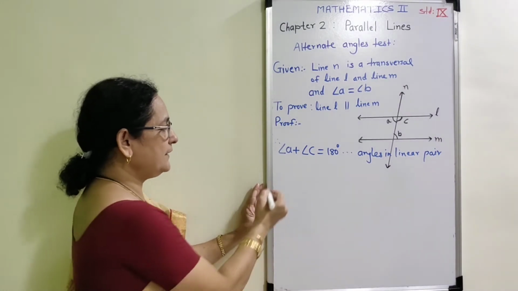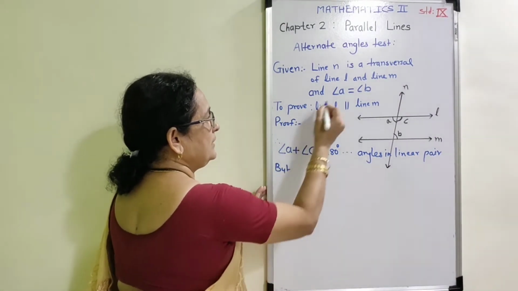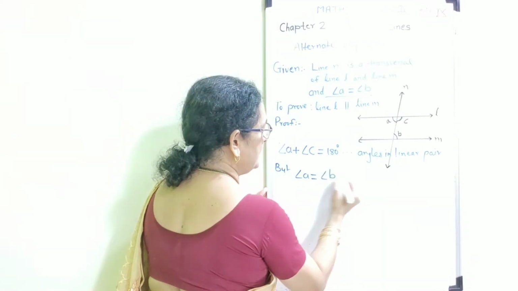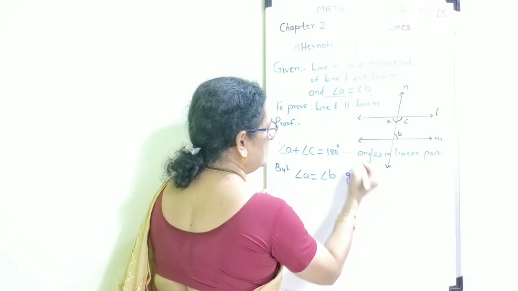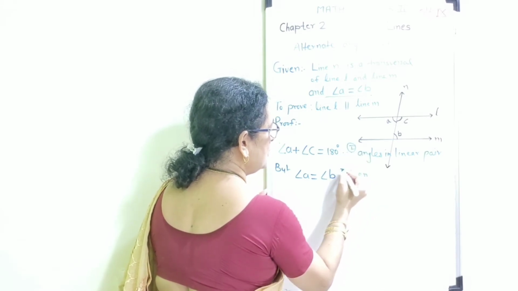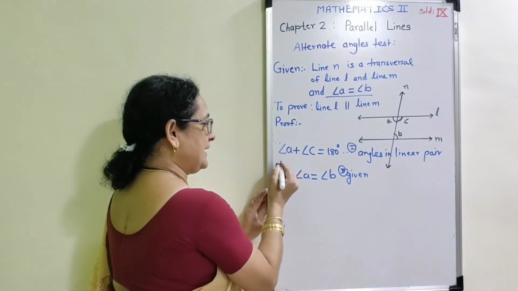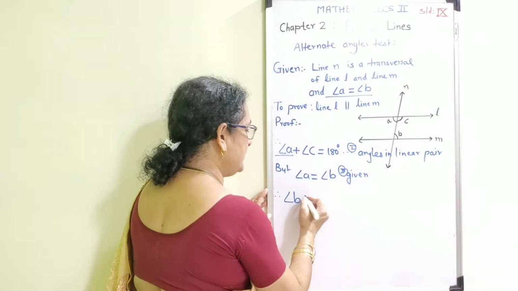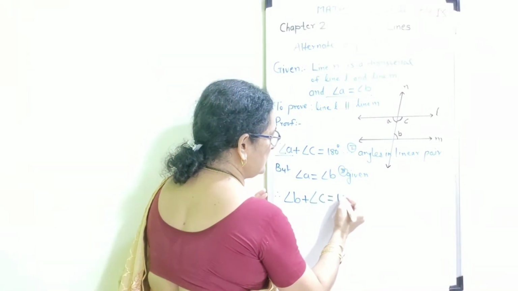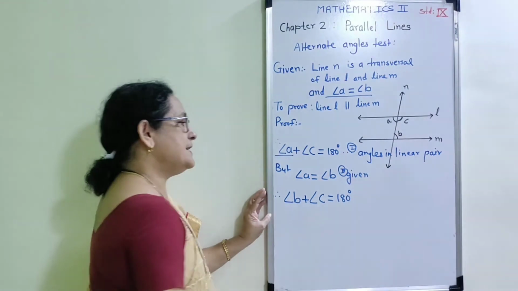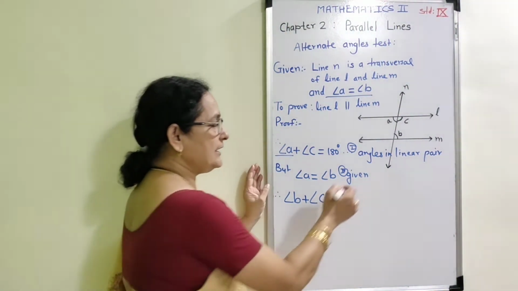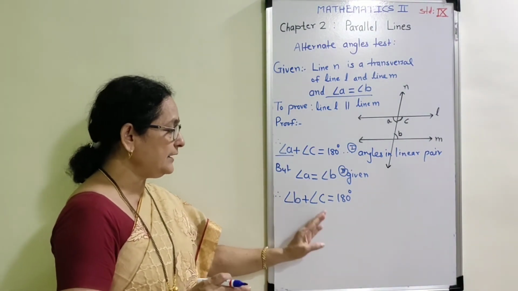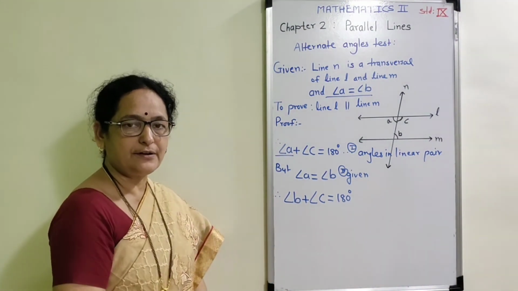But they have given that angle A is equal to angle B. This is our given. Now from statement number 1 and 2, we will easily get that. I can replace here in place of A, I am going to write now B. Angle B plus angle C is equal to 180 degrees is our conclusion. Now observe the relationship between angle B and C. Those are a pair of interior angles on the same side of the transversal.